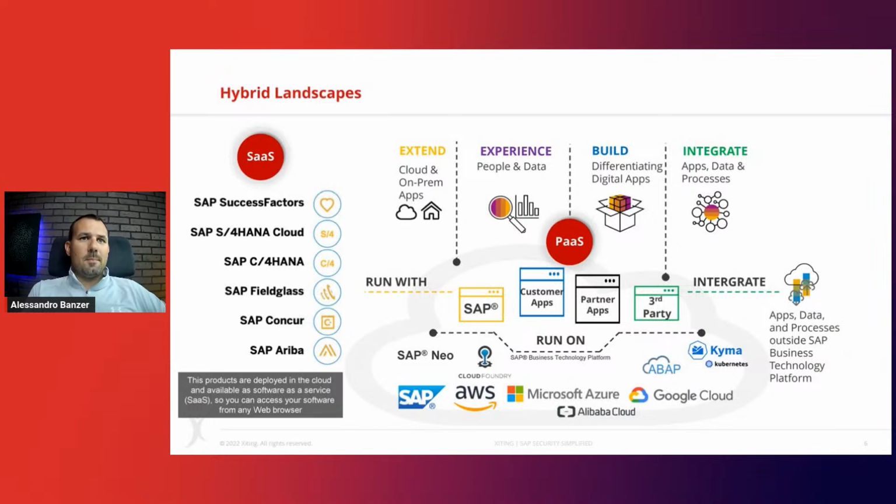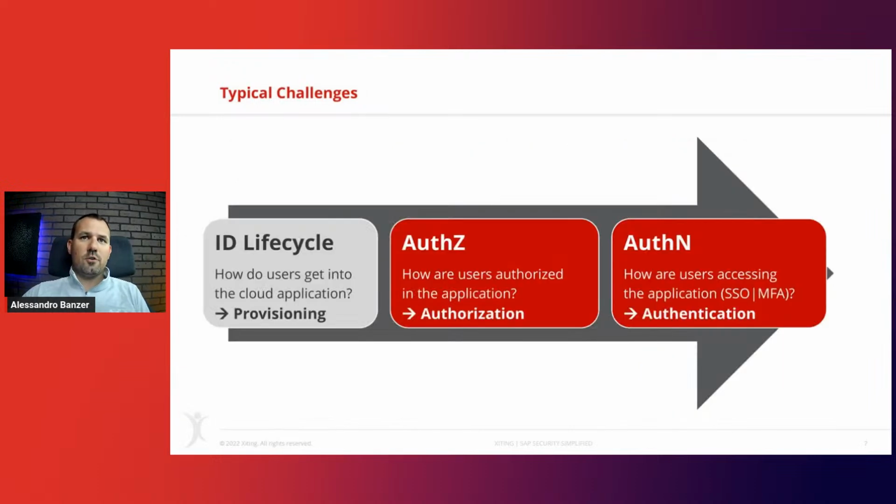Now with the hybrid landscapes, we also need those capabilities for the cloud. And that's when IAG comes into the picture. So most of our customers, or most of you for sure, have the same challenges. Everyone has the same challenges. And if you break it down to just 3 components, it's ultimately provisioning, authorization, and authentication.